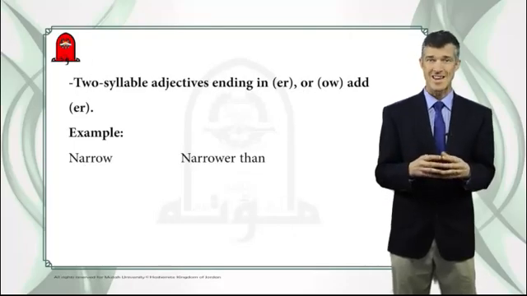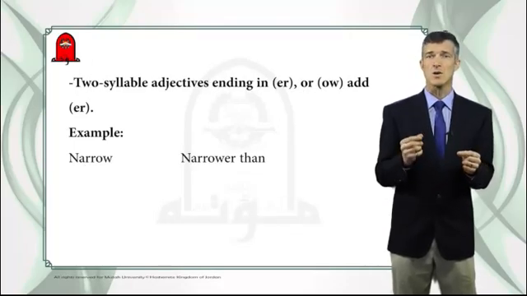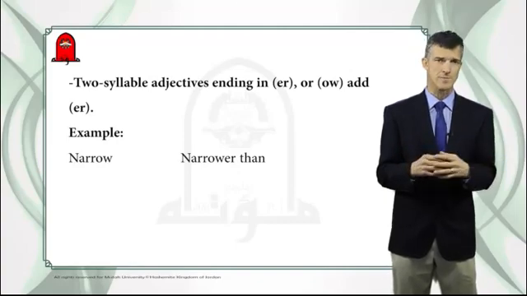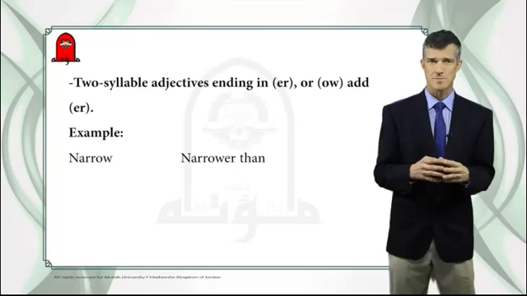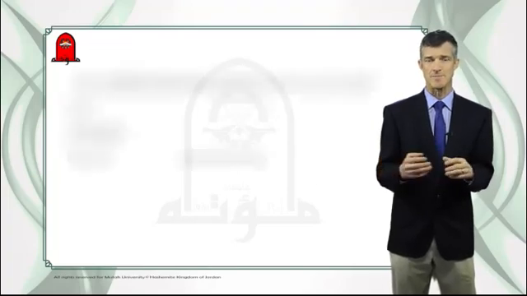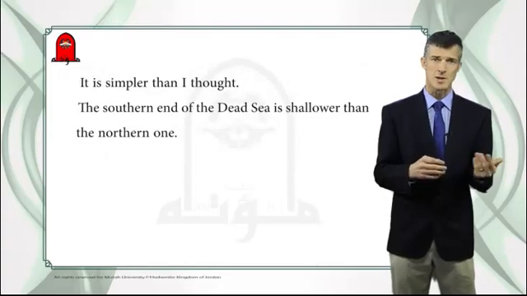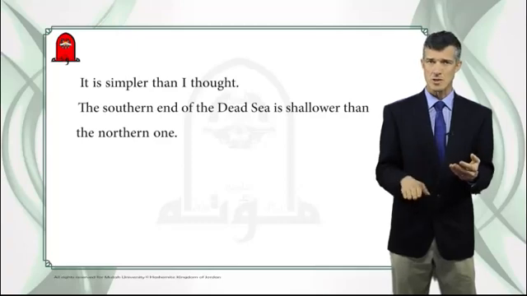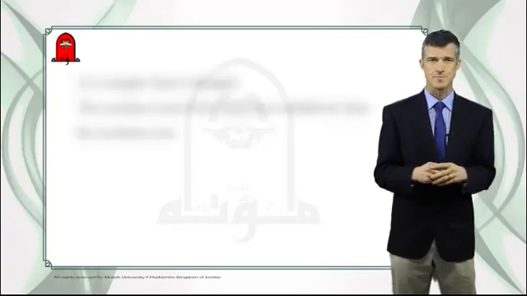Two-syllable adjectives ending in er or ow. Add er. Example. Narrow, narrower than. It is simpler than I thought. The southern end of the Dead Sea is shallower than the northern one.